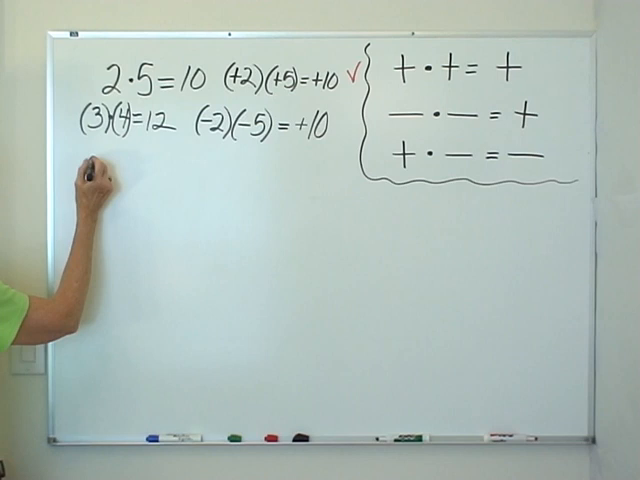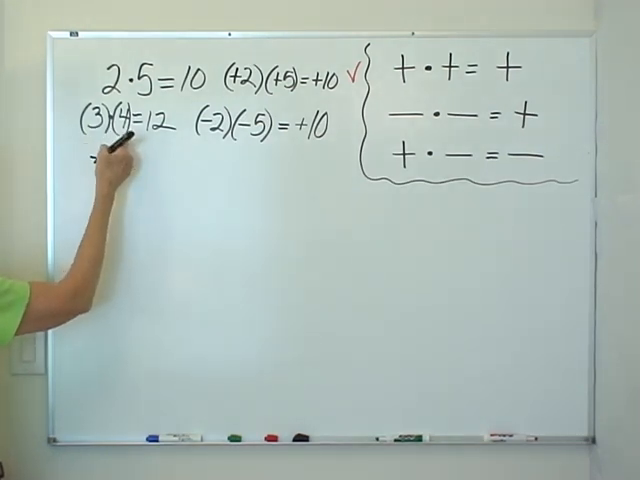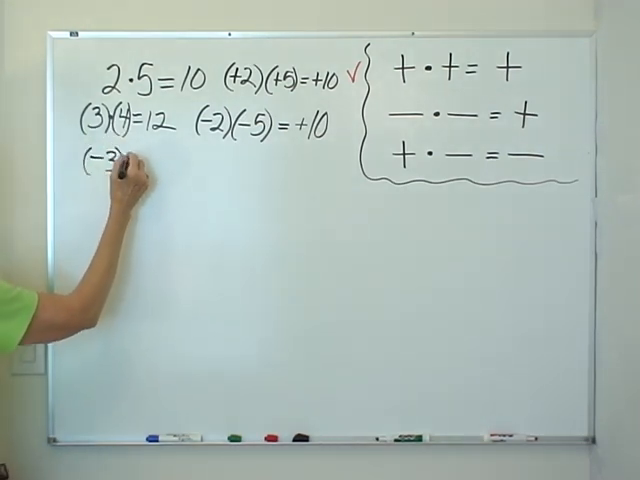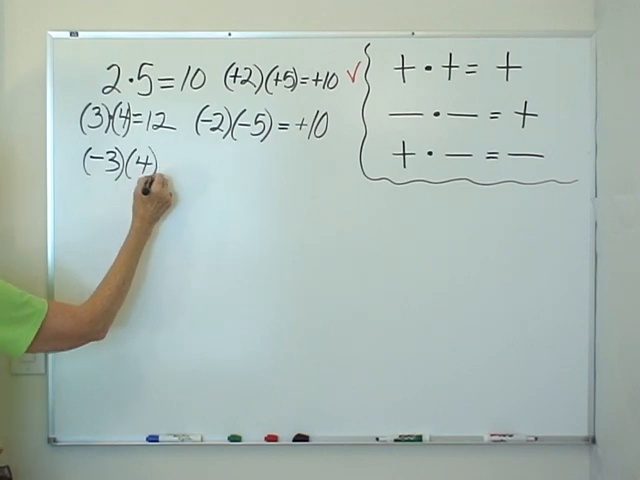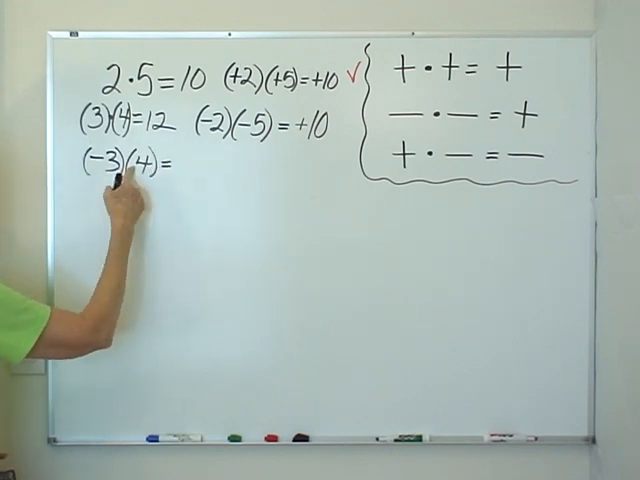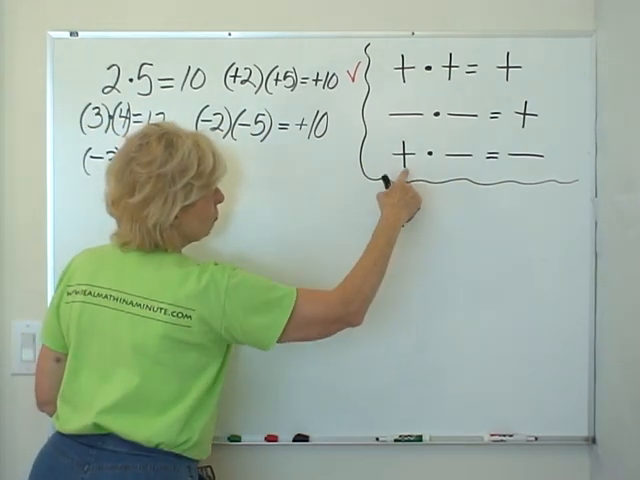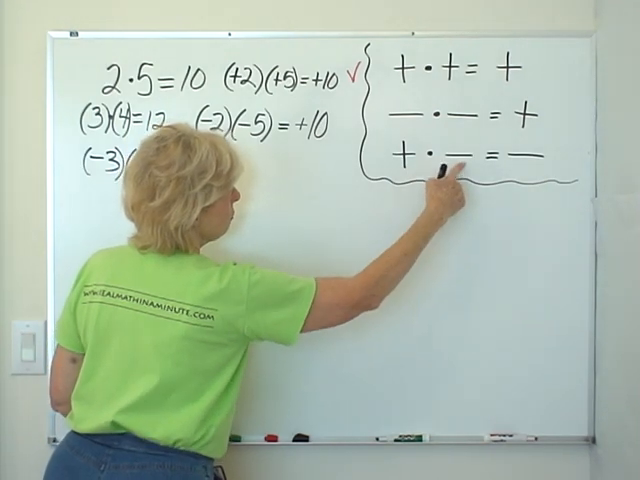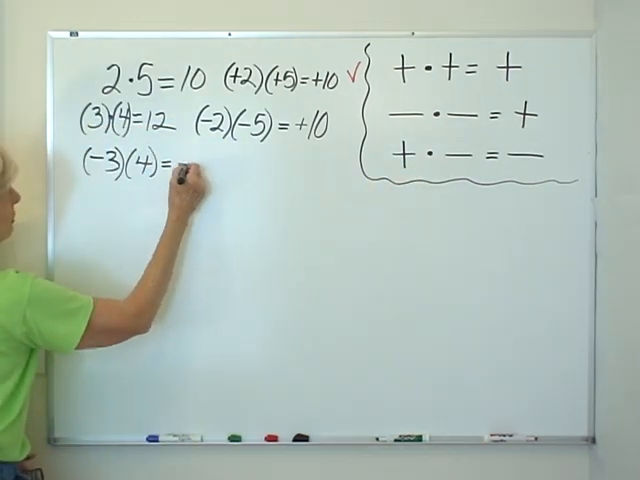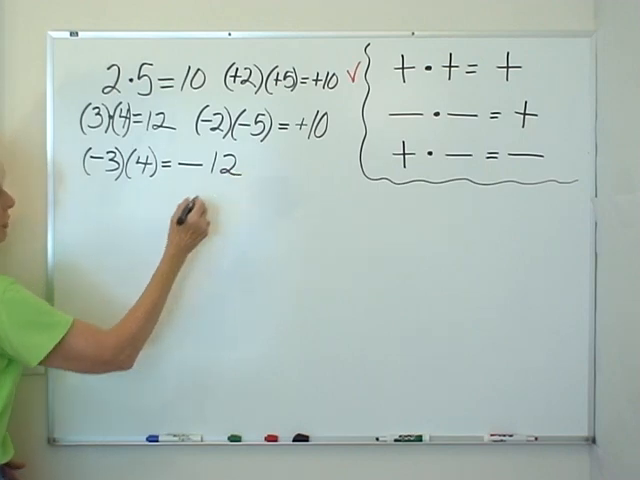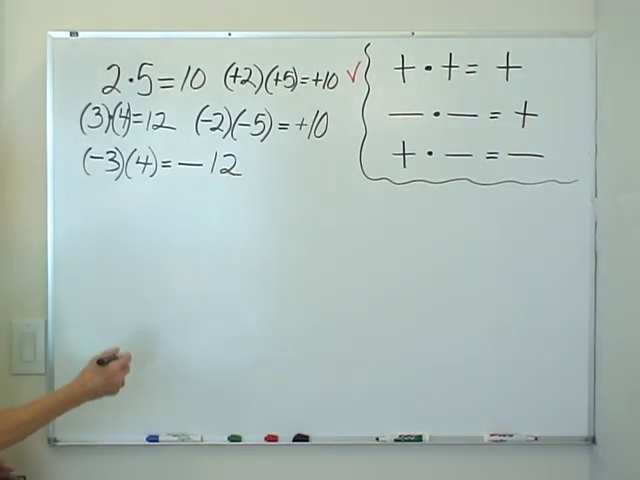Let's take one, negative 3. We just did 3 times 4, both positives. Now let's take a negative 3 and a positive 4. Well, a negative times a positive, and it doesn't matter which way it goes. So a negative times a positive is a negative. 3 times 4 is 12. So we get negative 12.